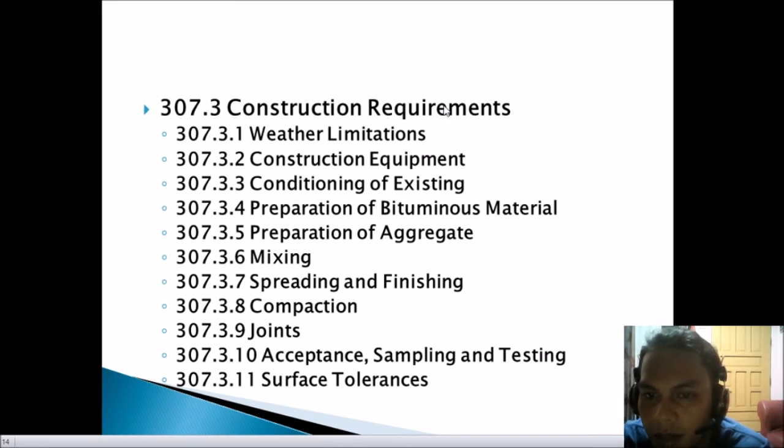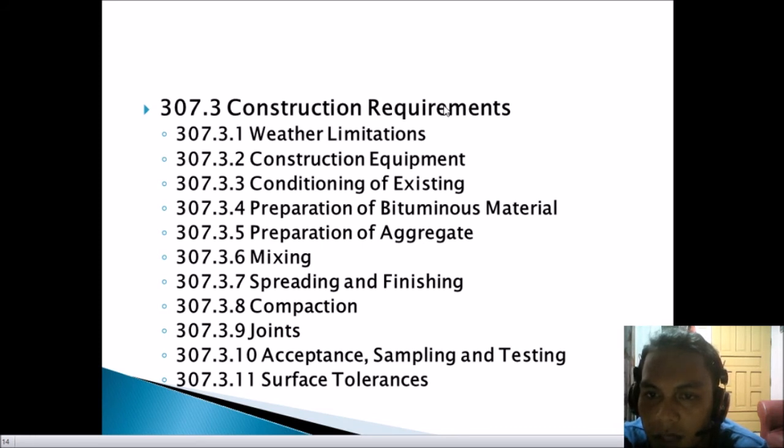So next is the mixing. The dried aggregates and the bituminous material should be measured, gauged, and introduced into the mixture in the amount specified by the mixing formula. So next is the 307.3.7, spreading and finishing. The mixture shall be spread and struck to the grade and elevation established. Bituminous pavers shall be used to distribute the mixture either over the entire width or over such partial width which may be practicable. With the paver, the mixture shall be placed between 66 degrees Celsius and 107 degrees Celsius.